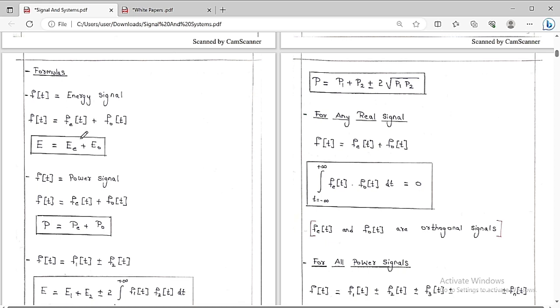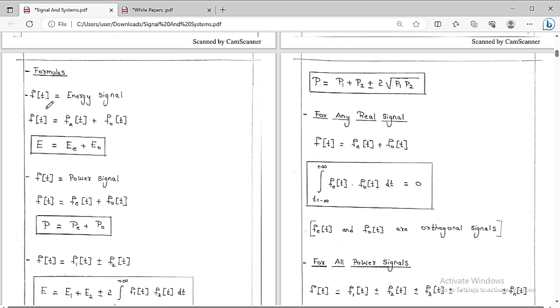So this formula you always have to keep in your mind. Basically, f of t is an energy signal. This f of t signal, any random signal, I can represent as the summation of an even signal plus an odd signal. So f of t is equal to f e of t plus f o of t.